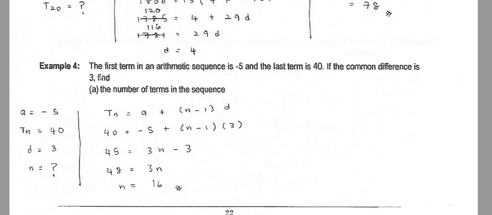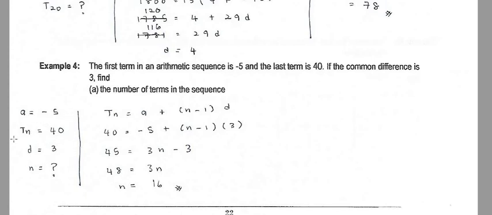Example 4. The first term in an arithmetic sequence is negative 5. So from here, we know that A equals negative 5. And the last term is 40. But we do not know which term the last term is, so we just put it as Tn. Tn equals 40. If the common difference is 3, D equals 3. Find the number of terms in the sequence. So we want to find n.